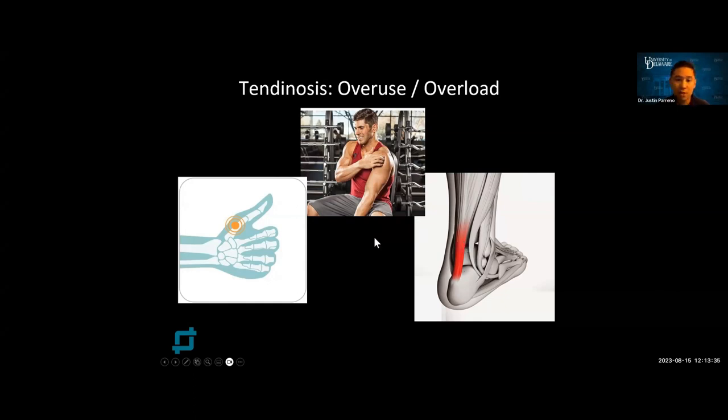Now, in repetitive stress injuries that you might experience with repetitive pipetting, for instance, that often results in painful tendinosis. So a patient would experience a lot of pain. However, strength training tendinosis is often asymptomatic. So this is likely due to overload.